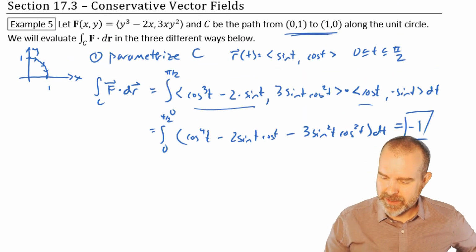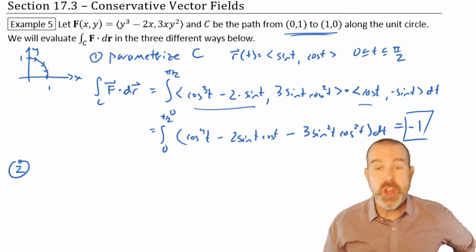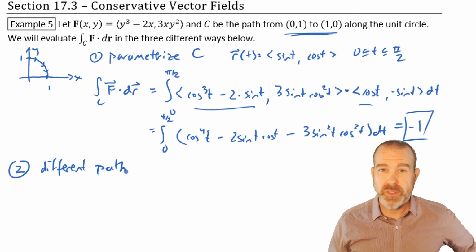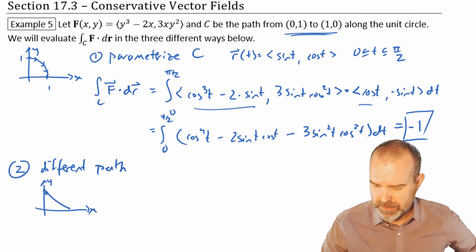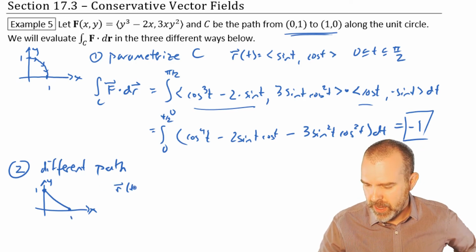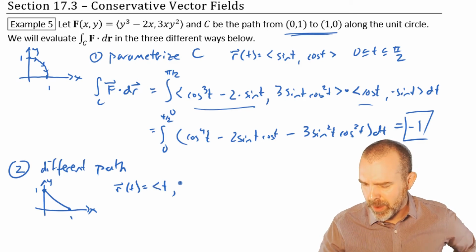Okay, second, let's just change the path. We know that this field is conservative. We've already shown that. So let's do a different path. Yeah, you said I had to do the unit circle, but I know the field is conservative, so the path doesn't matter. So I can do a different path. I'm just going to make my path simple. I'm just going to go a line. Right? Why not? So r of t will be, well, let's go t from 0 to 1, and then y would be, what would that be, 1 minus t? And t goes from 0 to 1.